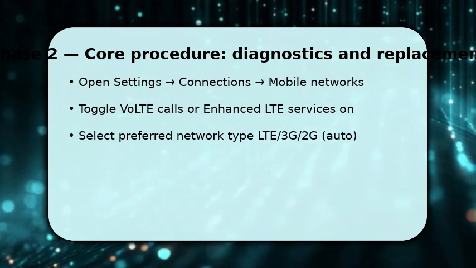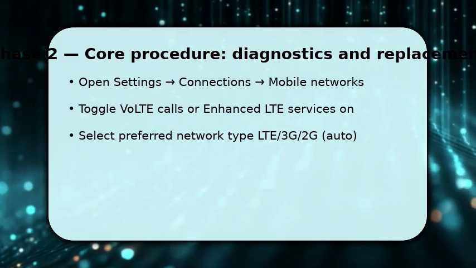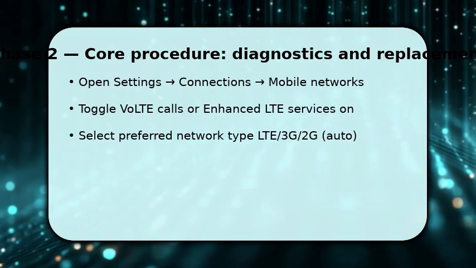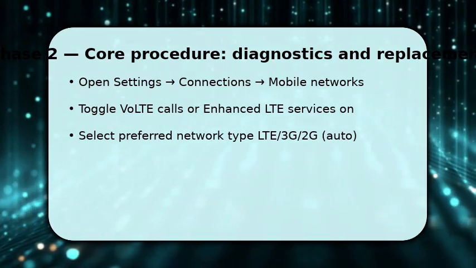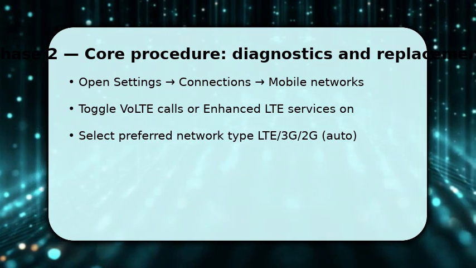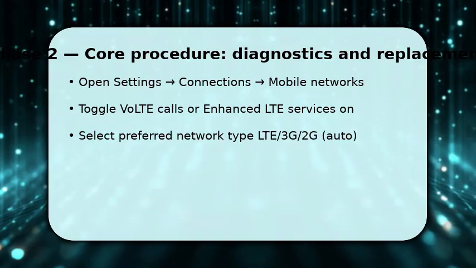Make sure preferred network type is LTE/3G/2G Auto, so the phone stays on LTE when available. Once done, restart the device so the carrier provisions the feature. This helps the network register your device for VoLTE and prevents dropouts during the handshake.